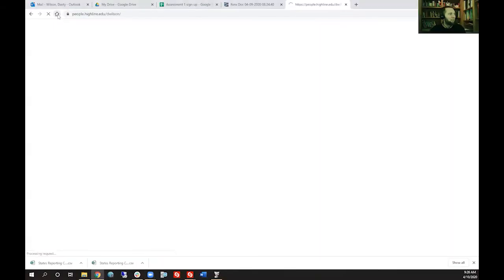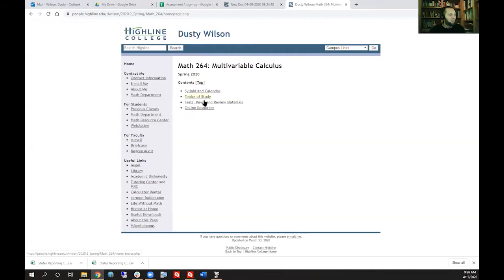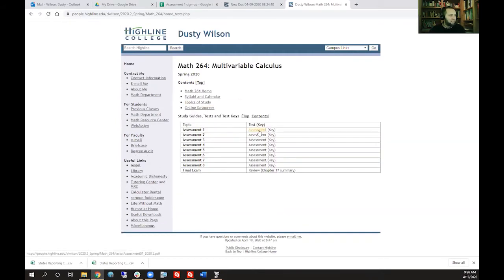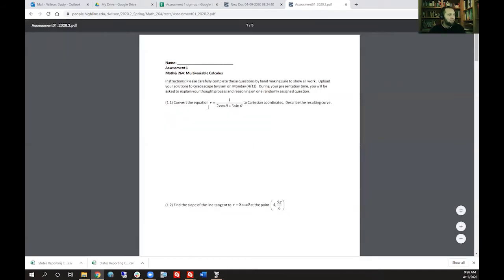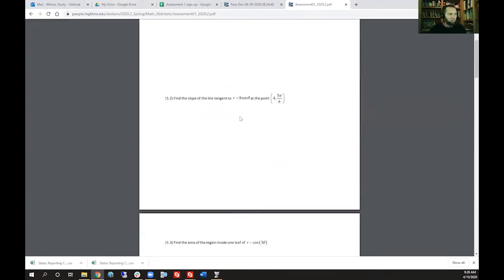So on my web page, I have placed a link to the first assessment. And so you'll see that there are 10 questions. The first one is converting the equations into Cartesian coordinates, find the slope of tangent lines, et cetera, et cetera. These particular questions are coming from two places. They're coming from the DIY assignments and also the 16.3 assignment on double integrals with polar coordinates.